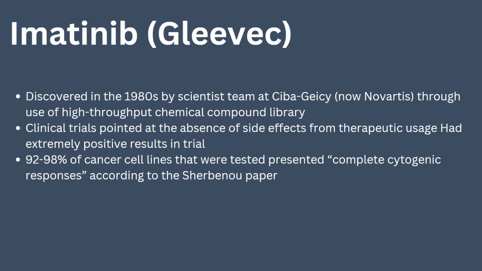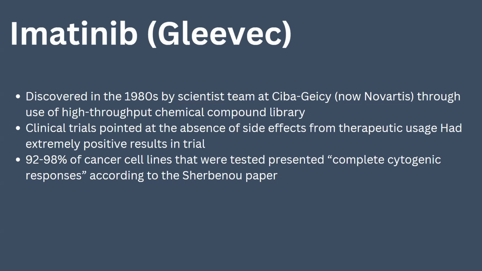So imatinib, or Gleevec, whatever you want to call it, is your first generation wonder treatment. We'll talk about if it's really a wonder treatment in a sec, but it was discovered in the 1980s by a scientist team at Ciba-Geigy, now Novartis, through the use of a high throughput chemical compound library. Laura briefly touched on this. It's basically mashing up a bunch of chemicals and seeing what sticks and what works. If they see something that works, they go further into that and try to figure out why it did. There's probably some theory, like this might work because of this, but it's not designed, like putting this chemical group with that one. It's a mix and mash.